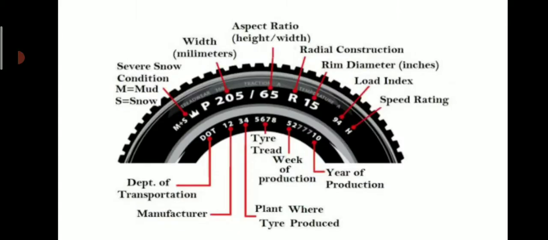Such a specification you will see here. You start with the width in millimeters, 205, then the aspect ratio, then R means radial type of construction, then the rim diameter 15, load index 94, and speed rating H means high. Here you will see other information: Department of Transportation, manufacturer, the plant where the tire is produced, tire grade, week of production and year of production. Such information is mounted on the tire.